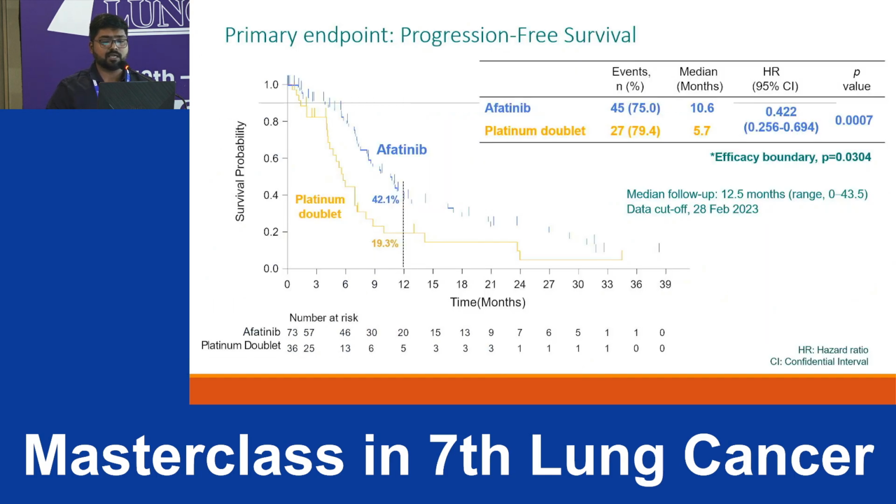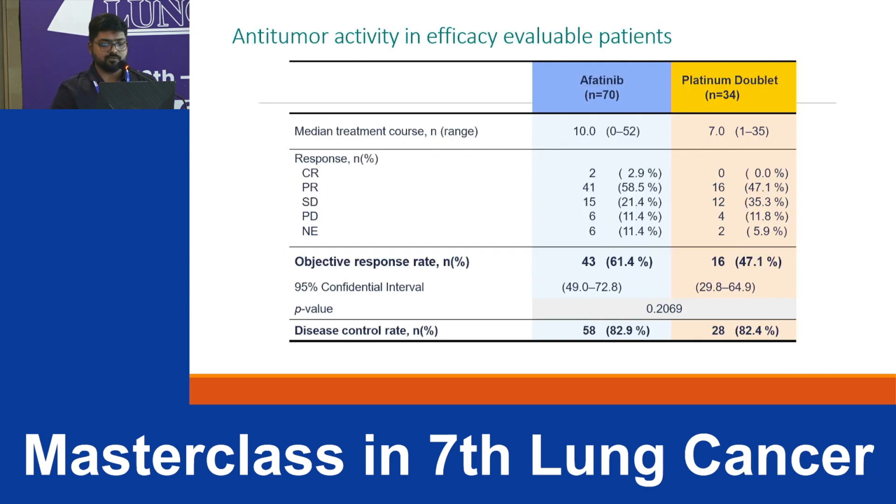The study met its primary endpoint of PFS, with the PFS being 10.6 months versus 5.7 months for the afatinib and chemotherapy arms, respectively, with a hazard ratio of 0.422 and a statistically significant p-value. If you look at the response rates also, they were good, with afatinib having a higher response rate of around 61% compared to 47% with chemotherapy.